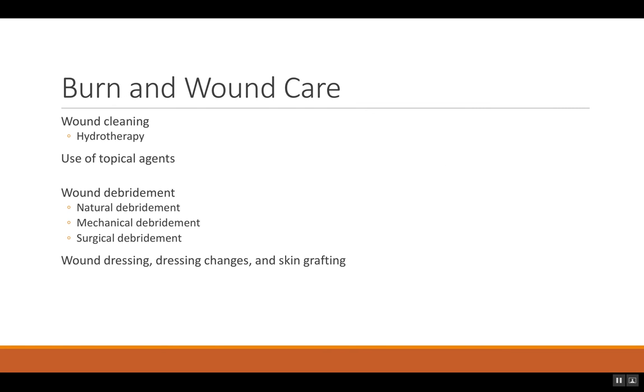So for our burn and wound care, refer to page 1822 in Brunner's 13th edition, table 62-4. It talks about the use of topical agents. It talks about the wound cleaning, so our hydrotherapy and how we're going to clean them. It also talks about the wound debridement, whether it's natural, mechanical, or surgical. So take a look at those.